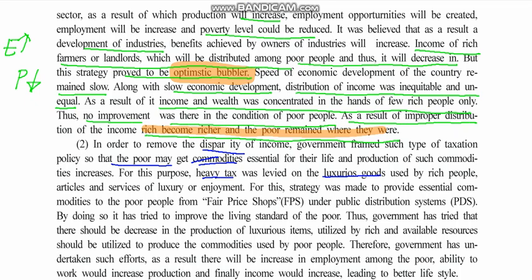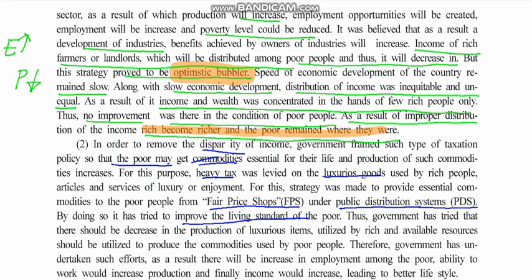For this strategy, a step was made to provide essential commodities to poor people, that is, fair price shops or ration shops under the public distribution system. It is called PDS. By doing so, the government tried to improve the living standard of people. That was why this was done, to improve the living standard of the people.